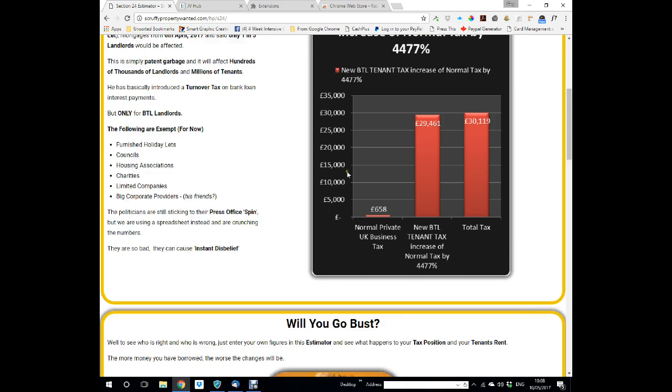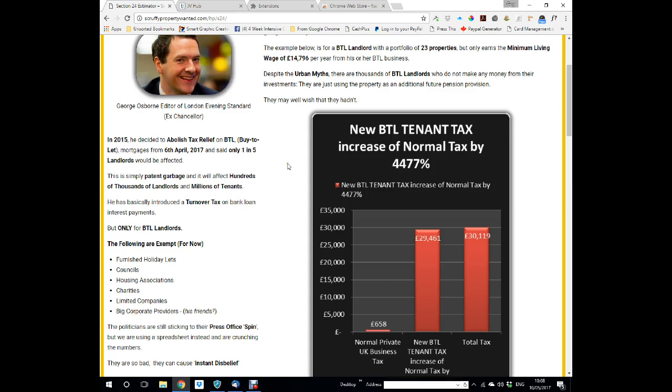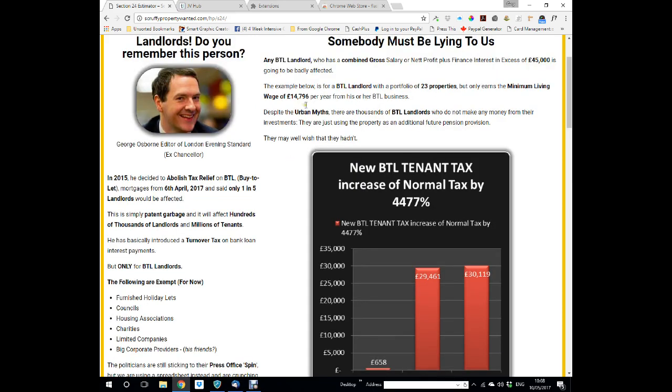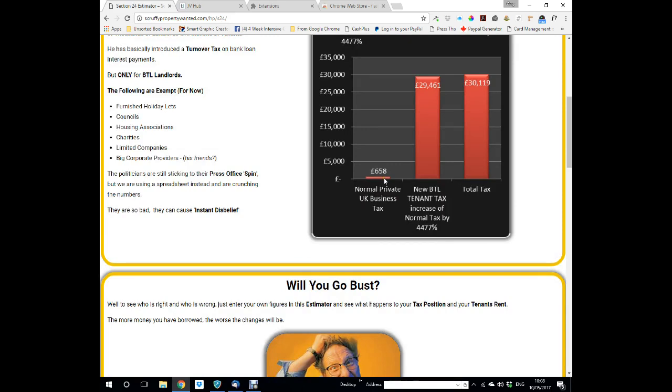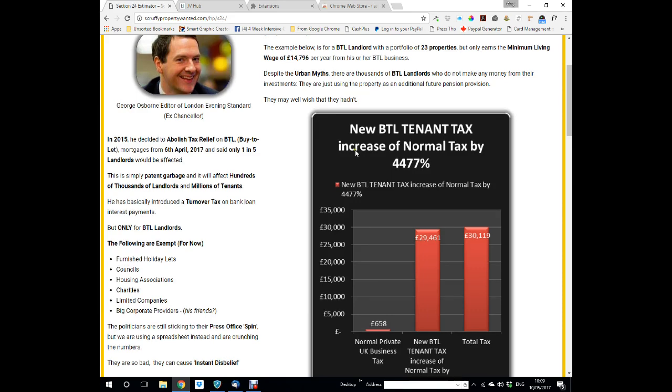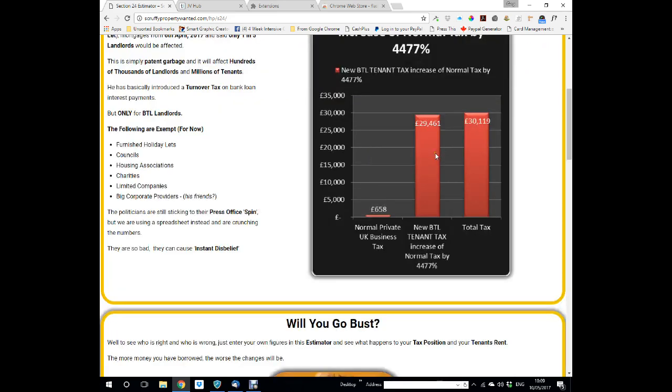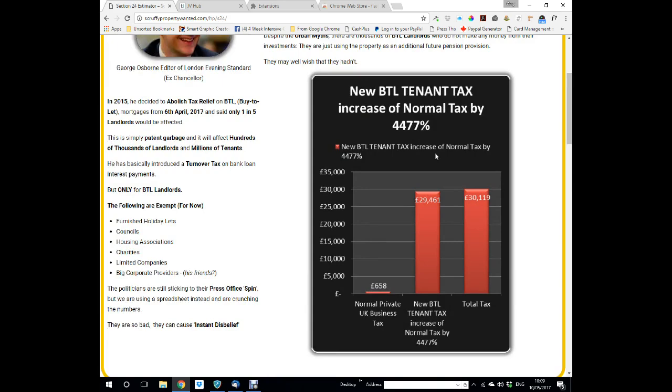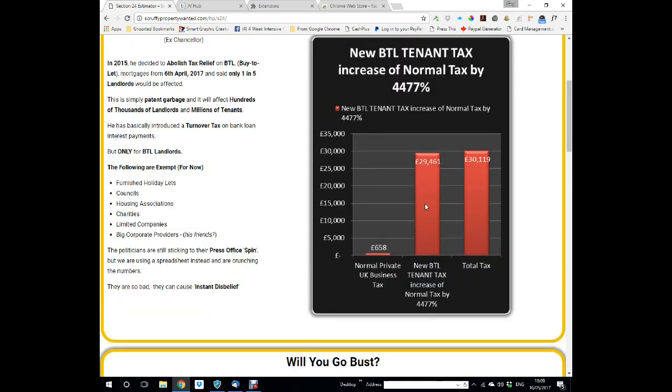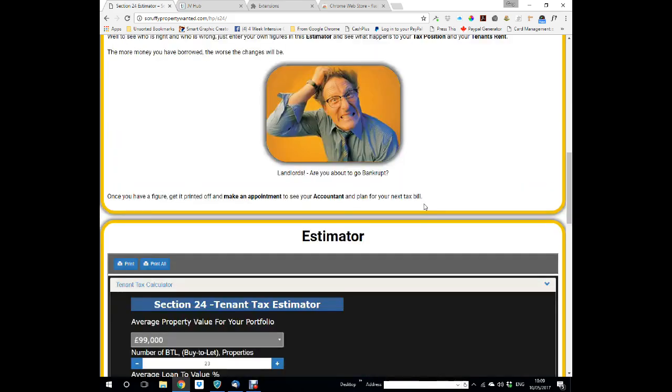So you'll notice here that there's a graph, and if you were earning £796, currently your tax bill would be £658. But this particular landlord that we're doing an example of here has around about 22 properties, and his or her tax bill is going to rocket to £29,461. Okay, so basically, will you go bust?